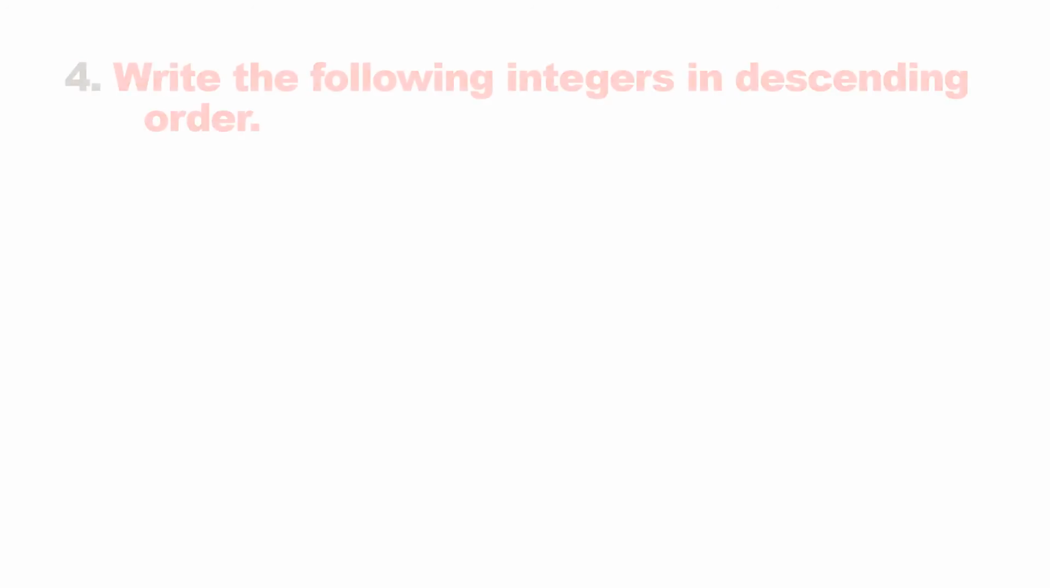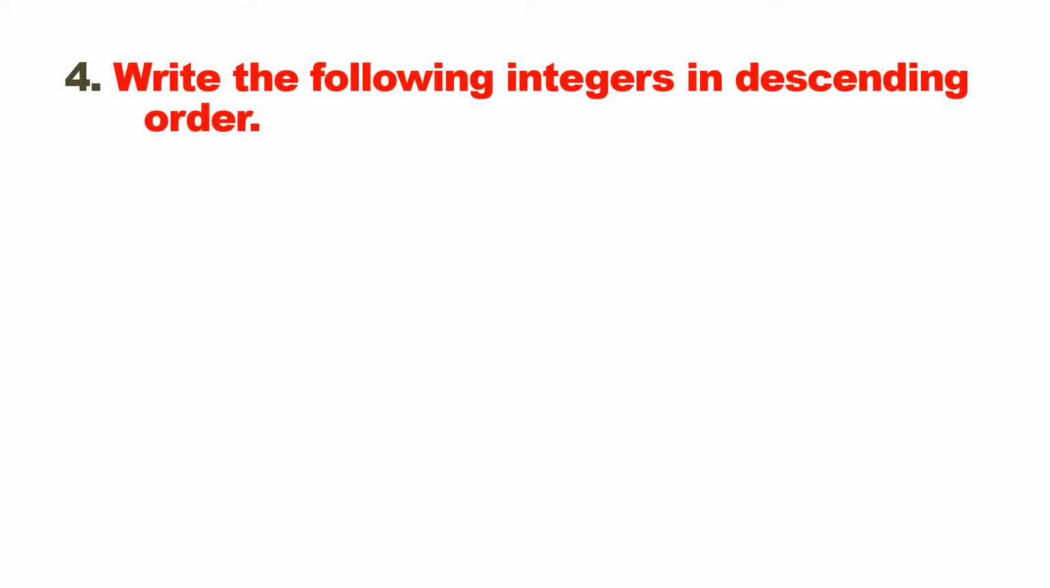Here is your next question. Write the following integers in descending order. In the same way, whatever we discussed in the previous problem, there we discussed ascending. Here descending means you should write from big to small. Big to small means if there is any positive number, you should write the big positive number first, and the negative numbers next. Clear? So the questions are like this.